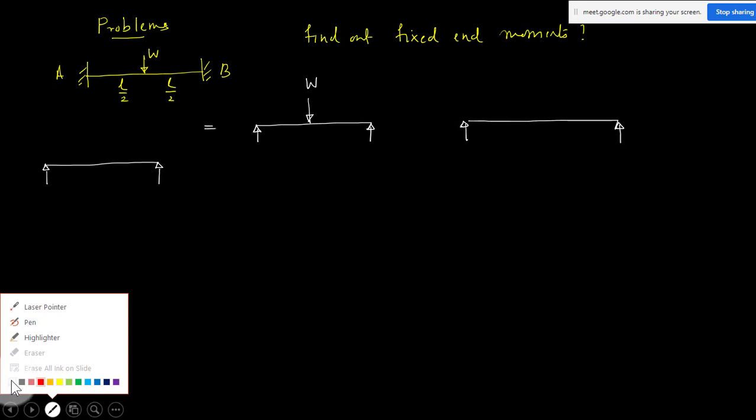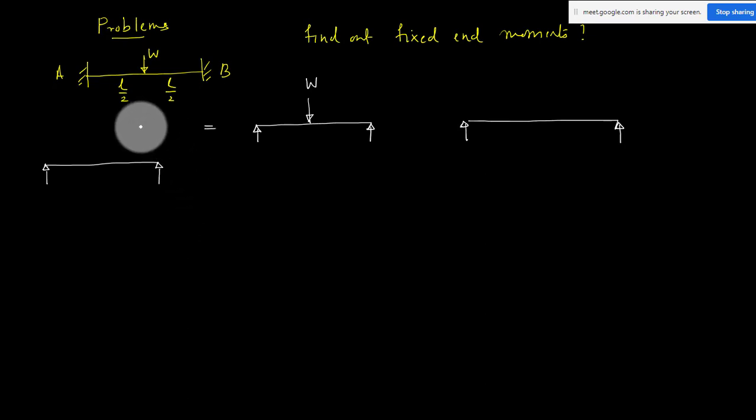The first question is a fixed beam with a point load W at the center. The load W is acting at the midspan of the fixed beam. Find out the fixed moments. We have to find the moments MA and MB.